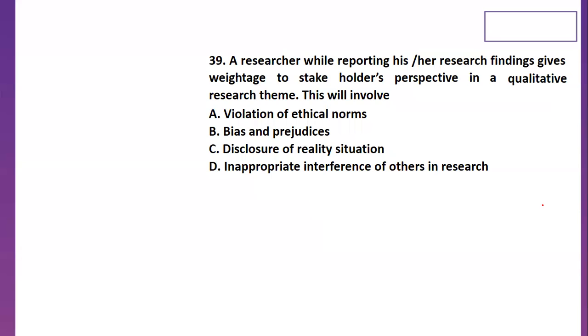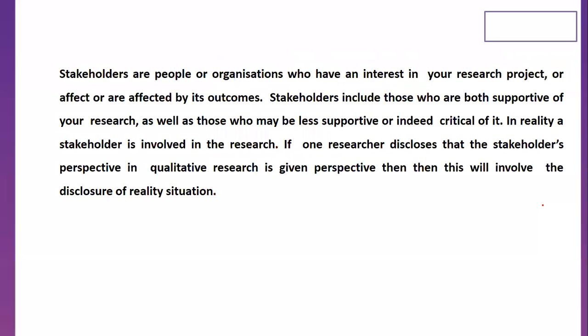Okay. Now we have the next question, which is on research aptitude. A researcher, while reporting his research findings, gives weightage to the stakeholders' perspective. Now we have done this concept of stakeholder very well. So all those who are related to research, in a qualitative research theme. The options are violation of ethical norms, bias and prejudice, disclosure of reality situation, inappropriate interference of others in research. So which of them leads to what? Qualitative research theme, reporting. So the one which results into qualitative research theme will be the disclosure of reality situation.